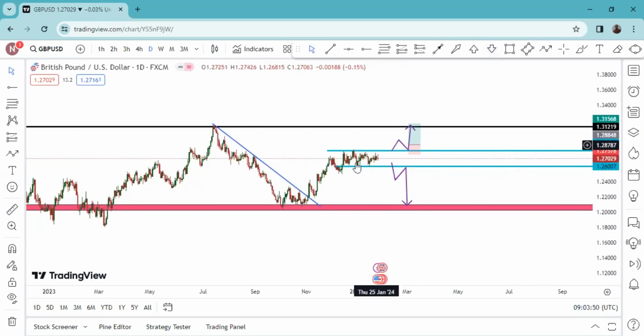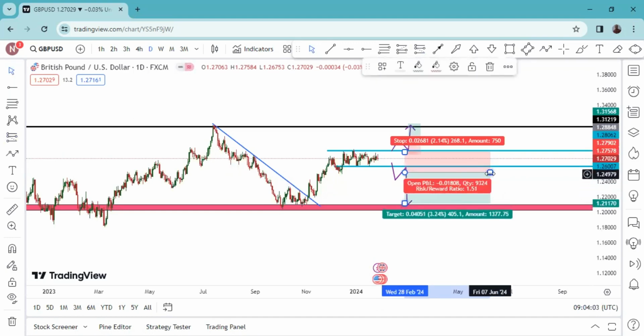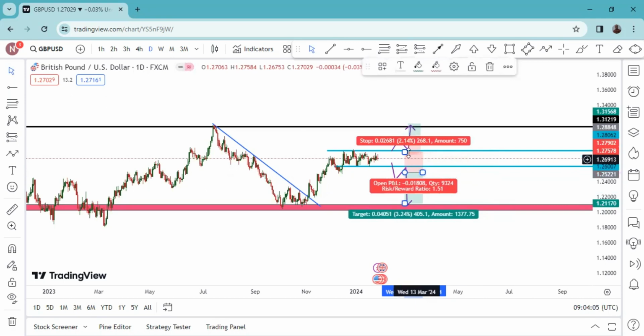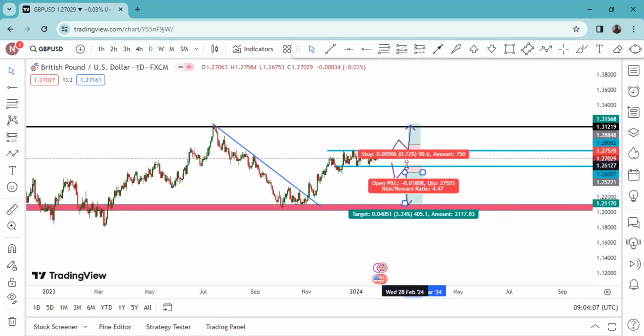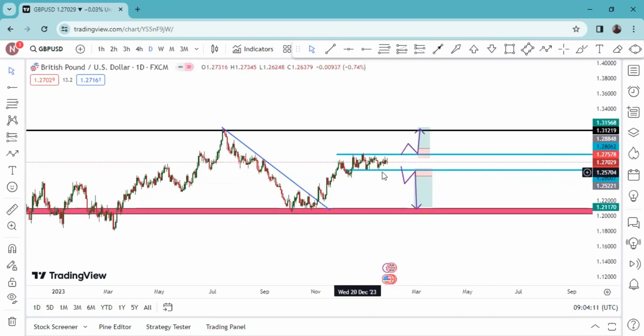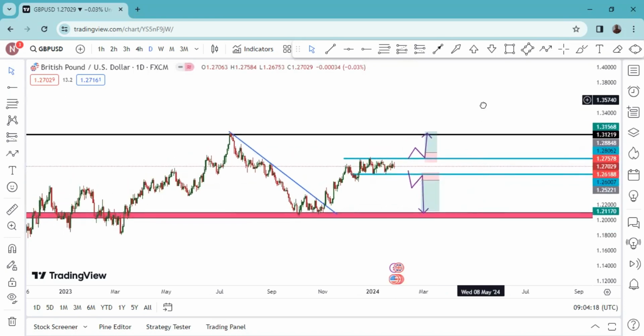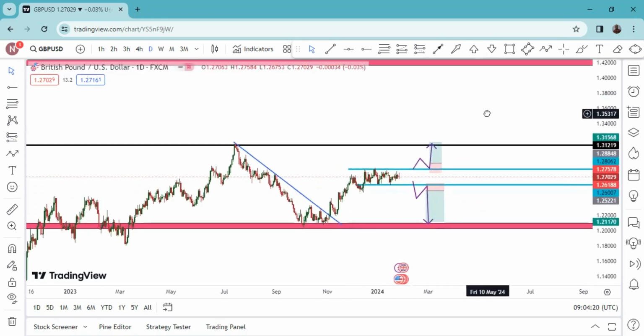So if the market also reacts at this blue line, and breaks that line to the bottom, I can also take a trade from this zone to the main zone. This is a minor zone, this is the main zone. So this is what I'm expecting on GBP USD.